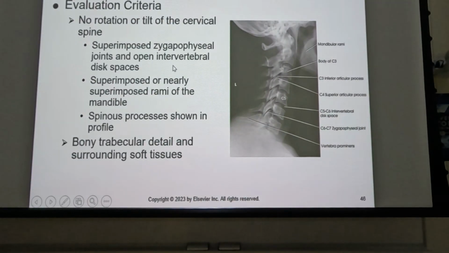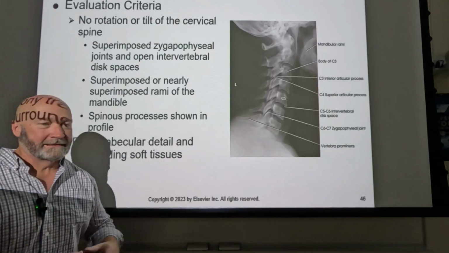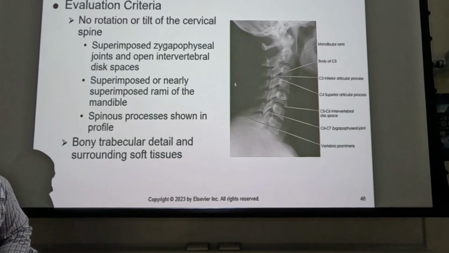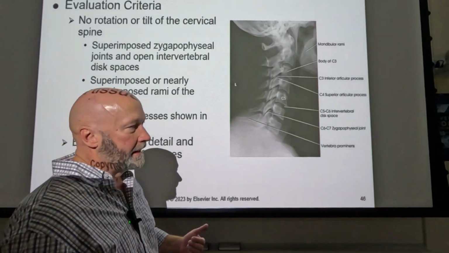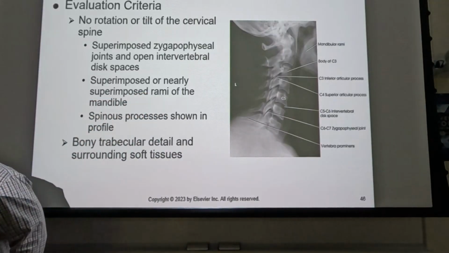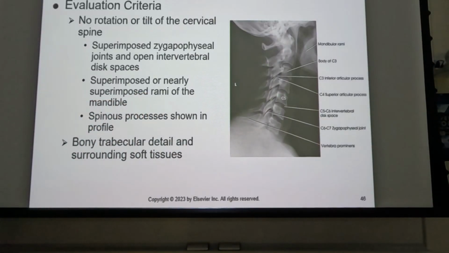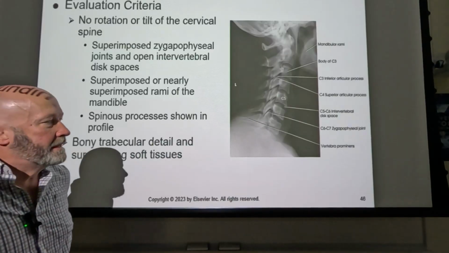Okay, so any questions on lateral? A good lateral is very important. One more thing on lateral. Let's say you're in a trauma situation and you shoot the lateral and you get down to C7, but you can't see T1. And we'll take a break after this.